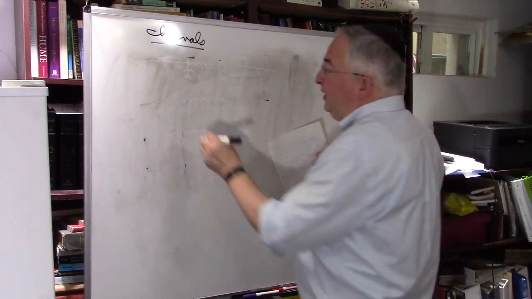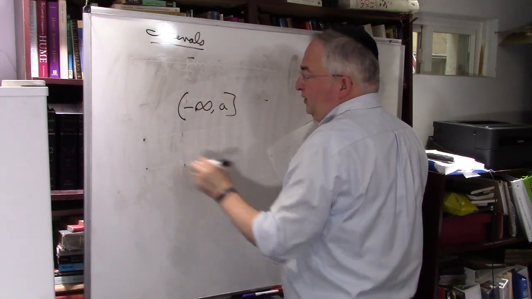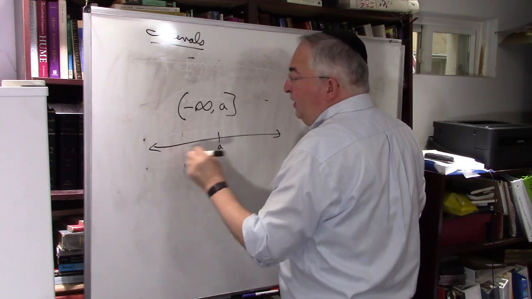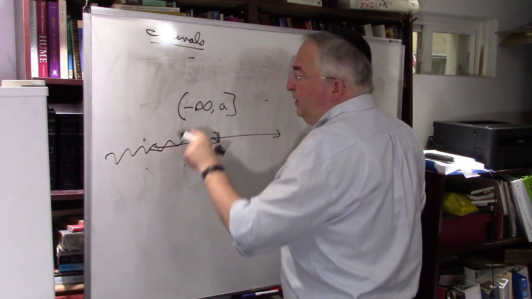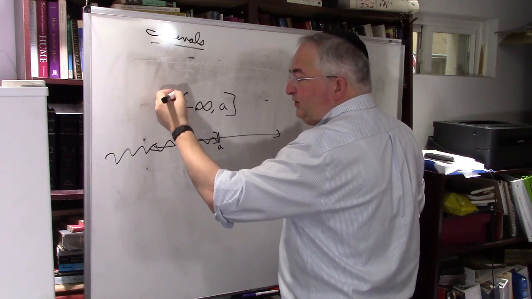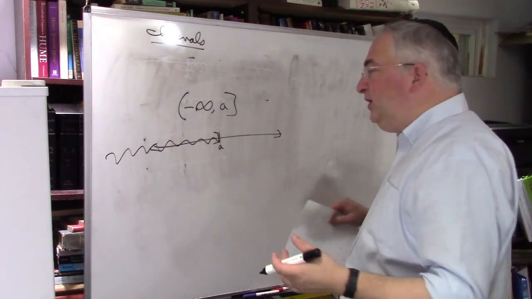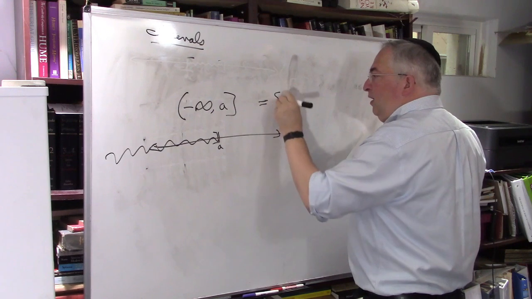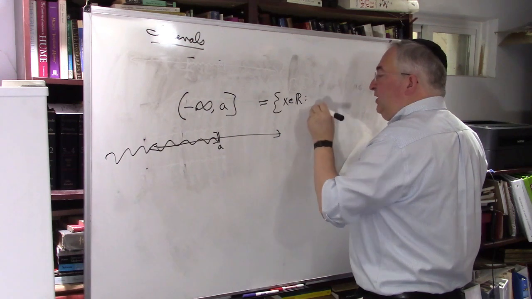Namely, we could talk about everything from negative infinity till a, including a. So if this is your real number line, and this is the number a, so this is everything from here until here, okay? And whenever we have a negative infinity or a positive infinity, we write it like this with a round bracket. You don't include infinity. Infinity is not part of the real numbers, so you can't include it, so you make that round.